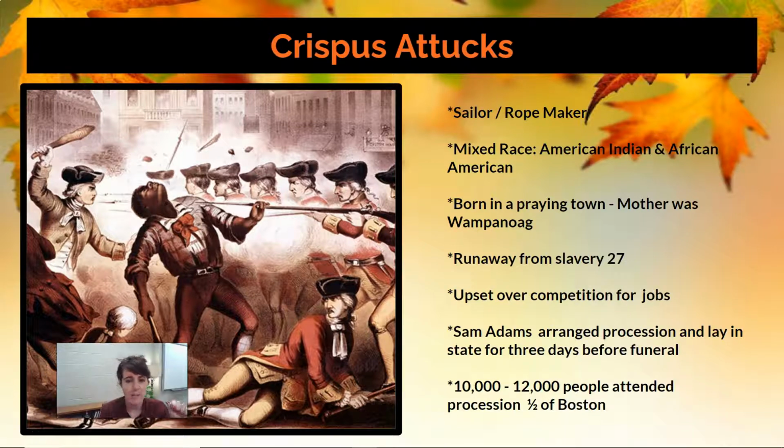Anyway, he is one of the 5 that die. And Sam Adams organizes this huge procession for him. During his funeral, or right before his funeral, somewhere between 10,000 to 12,000, about half the people in Boston, show up for his procession. And he's laid in state for 3 days before his burial. So Crispus Attucks, what do you need to know? He's one of the 5 that were killed in the Boston Massacre, and he is their symbolic leader, if you will, and he is really known as one of the first martyrs for the American Revolution. Excellent. Yay. Okay, moving on.